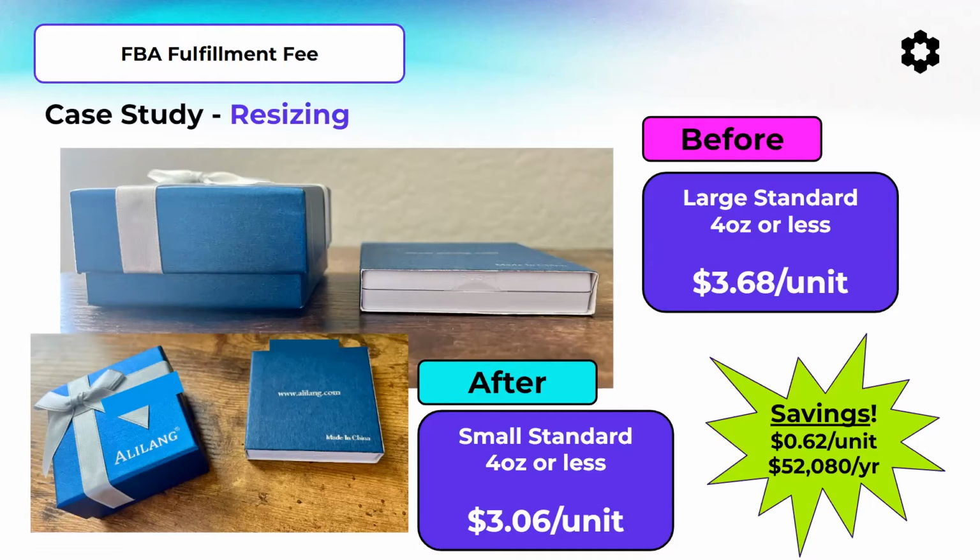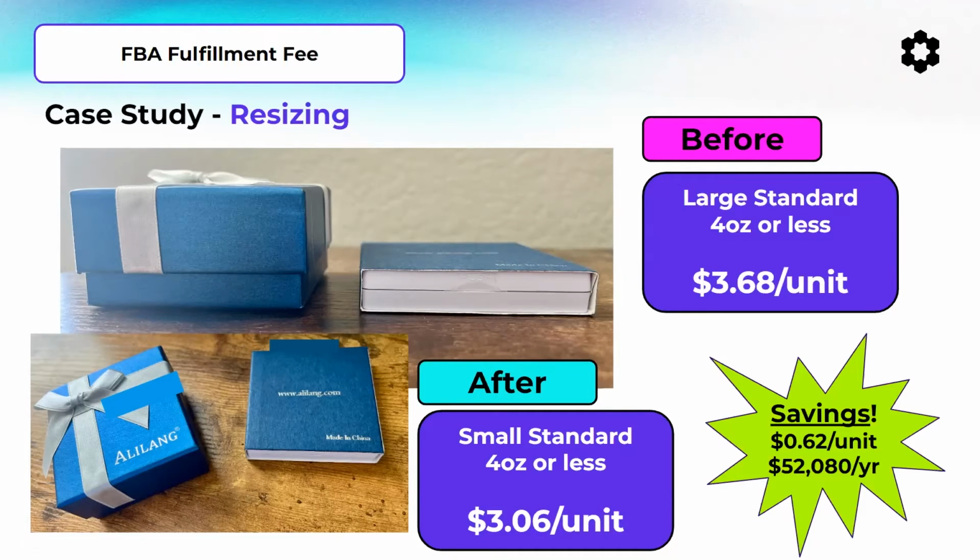You can see the size of the box and how much smaller it is. When you get it that thin, it moves it from the large standard into the small standard. Now the weight is still the same. We can see that the weight was 4 ounces or less, and it's still 4 ounces or less, but the size tier moved from large standard into small standard.